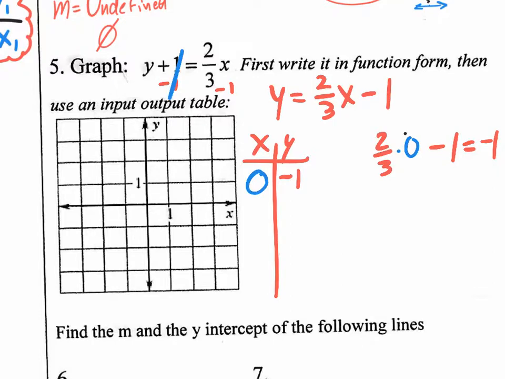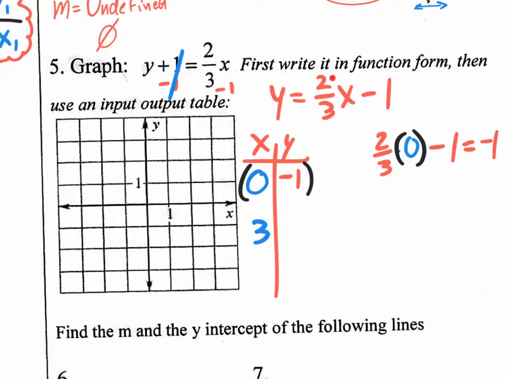Once again, you plugged in 0 in place of the x, and 2/3 times 0 is 0, and 0 minus 1 is negative 1 as an output, your answer. So that is a coordinate. It's always a great idea to use 0 as an input. Now, is it a good idea to use the number 1 as an input? No. How about the number 2? No. How about the number 3? Yes, 3 is a great input.